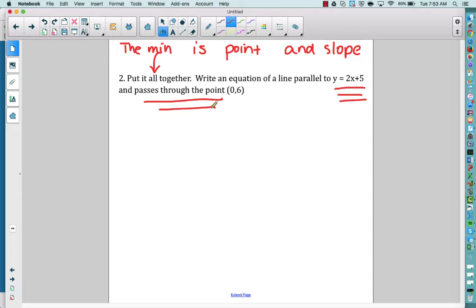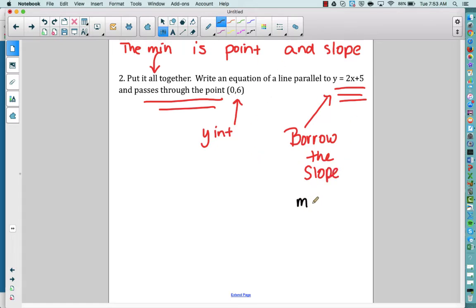All right, so right now, to write the equation of a line, I have a point. I actually have a very special point. I want you to identify that point. That is the y-intercept. So my line has a y-intercept of 6. And my line is parallel to this line, so we have to borrow the slope. If they're parallel, that means they have the same slope. So my slope would have to be 2, because the slope of this line is 2, and it is parallel to that line.